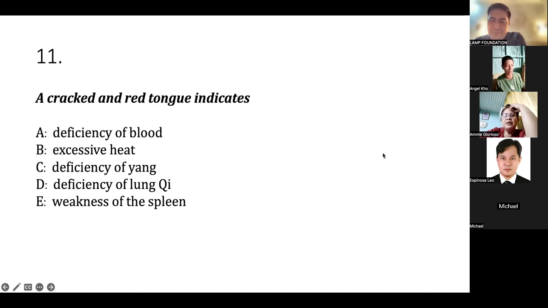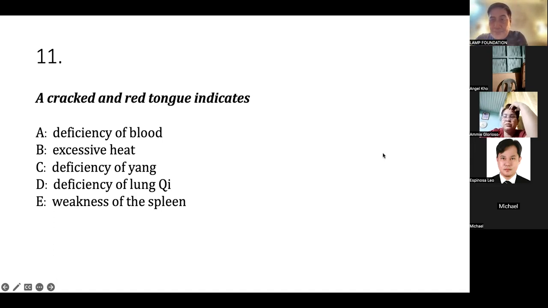Dahil nagkakaroon po ng deficient ang lung, ang tendency po nagiging hindi na po umaakyat yung lung qi. So nagkakaroon na po ng pag-ubo. Yun po ang hanapin mo pag ubo. But the tongue will look a bit pale.